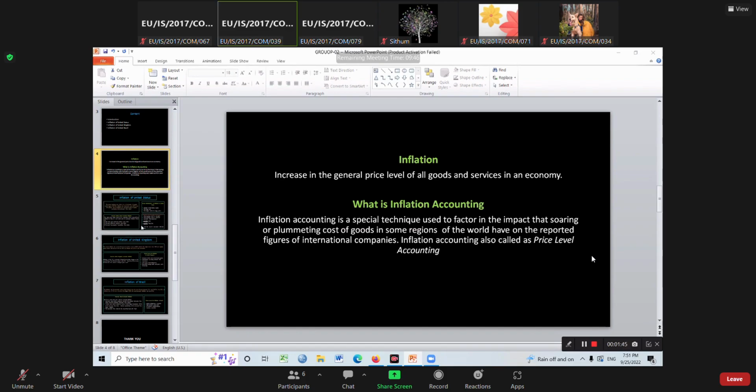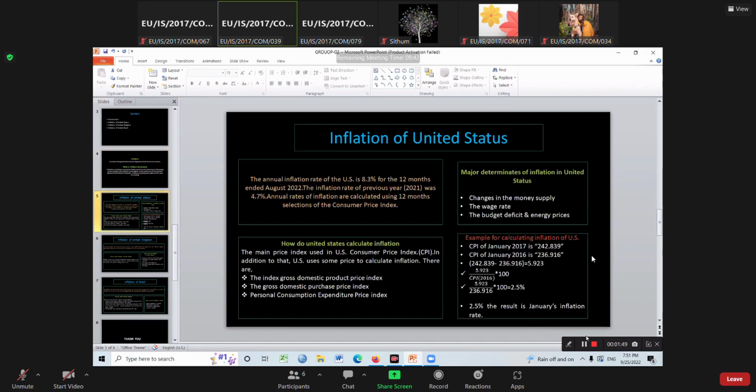Next, the wage rate, the budget deficit, energy prices and changes in the money supply are the major determinants of inflation in the US. The annual inflation rate of the US is 8.3% for the 12 months ended August 2022. The inflation rate of the previous year, 2021, was 4.7%.